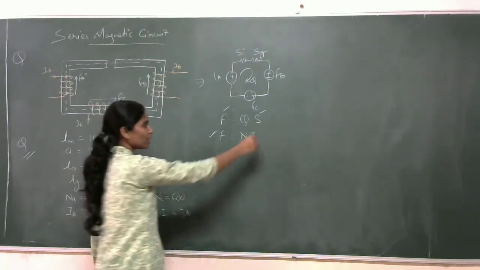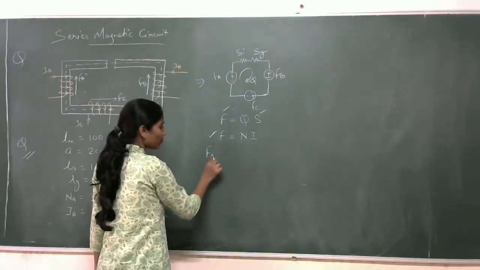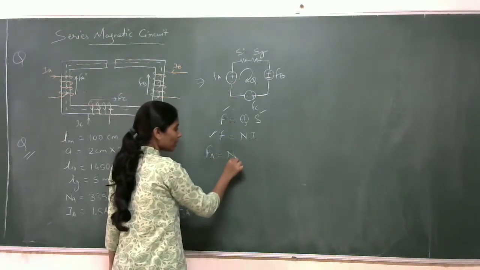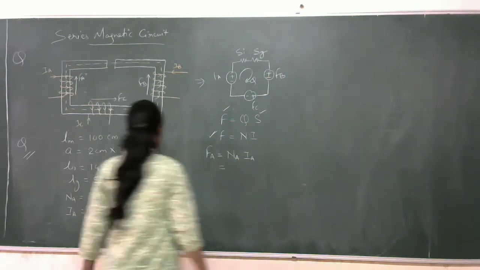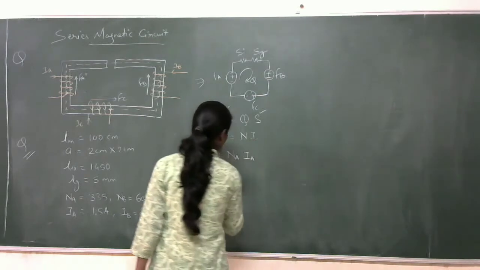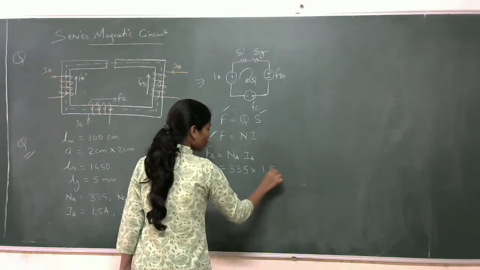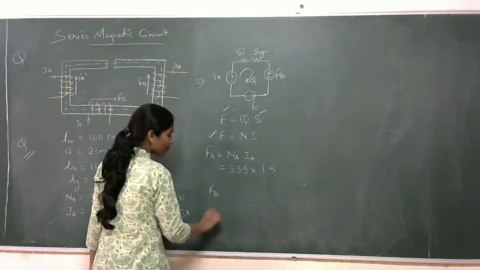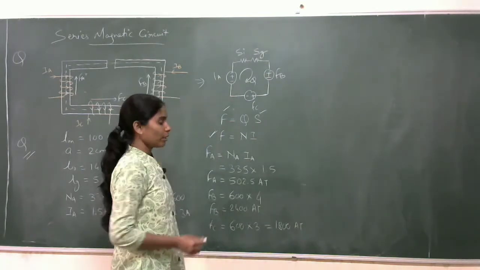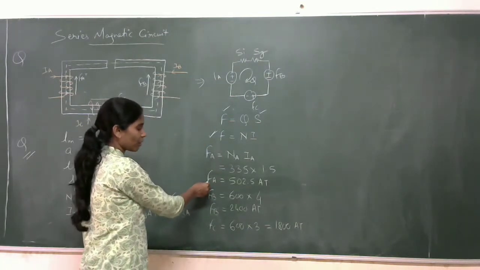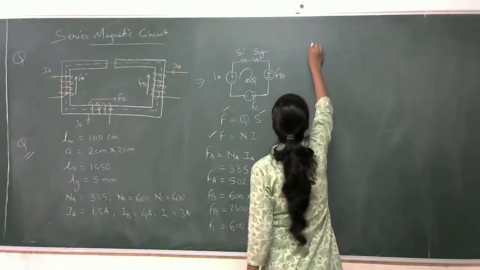Then we will go for the calculation of reluctance. So let's check the value of MMF for coil A. That is number of turns of coil A into current through coil A. NA is 325, and the current through coil A is 1.5. Similarly, we can check for FB and FC also. So these are the values of MMF for coil A, coil B, and coil C. Simple calculation.